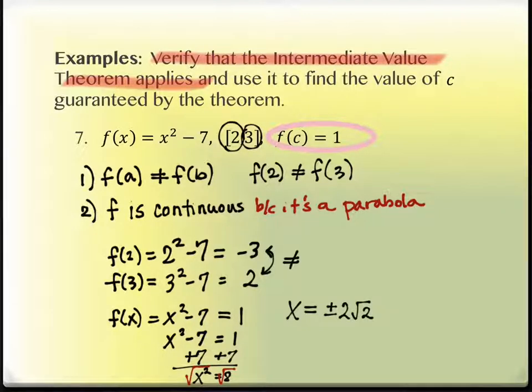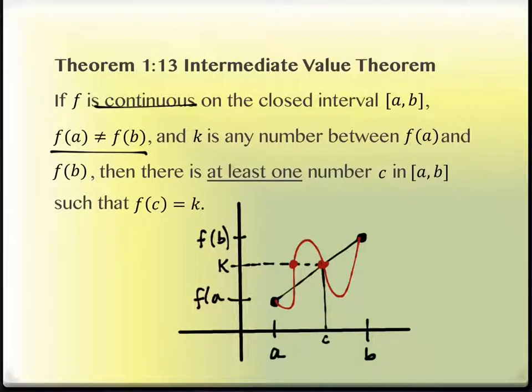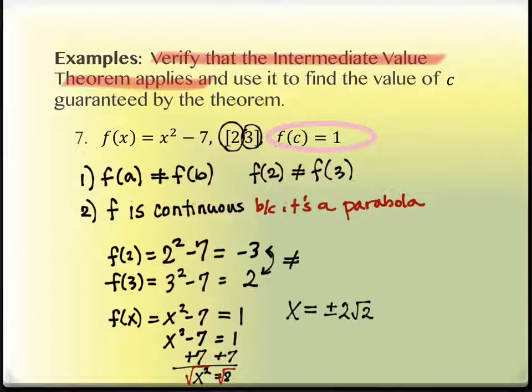Now, I need to be careful because according to the Intermediate Value Theorem, the c value that I'm looking for has to be between a and b. And both of these values are not between a and b. They could be, like I could get 2 answers here. That's a legit possibility. But these simply aren't. They're not both between a and b. Which one is? Yeah, the positive one. So c is 2 square roots of 2.